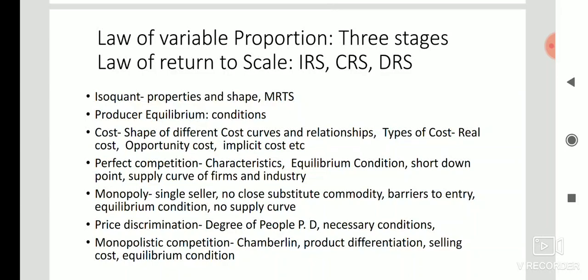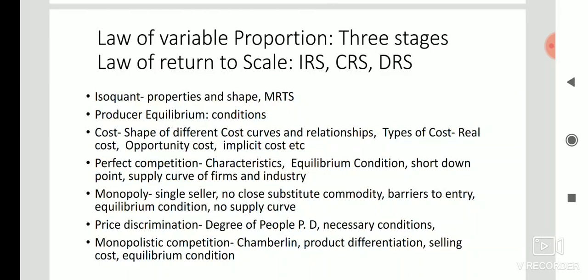Now coming to monopoly. Monopoly is a market structure in which there is a single seller and there are no close substitutes for the commodity it produces, and there are barriers to entry. The equilibrium condition is the same as in perfect competition: MC must be equal to MR, and MC must cut MR from below.